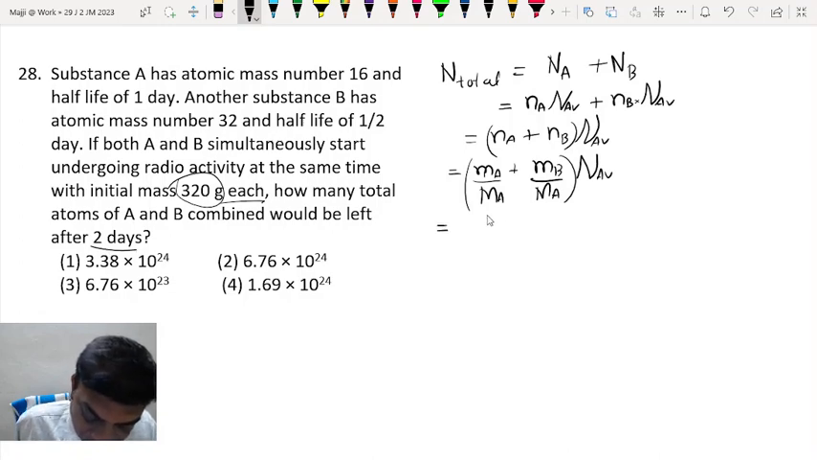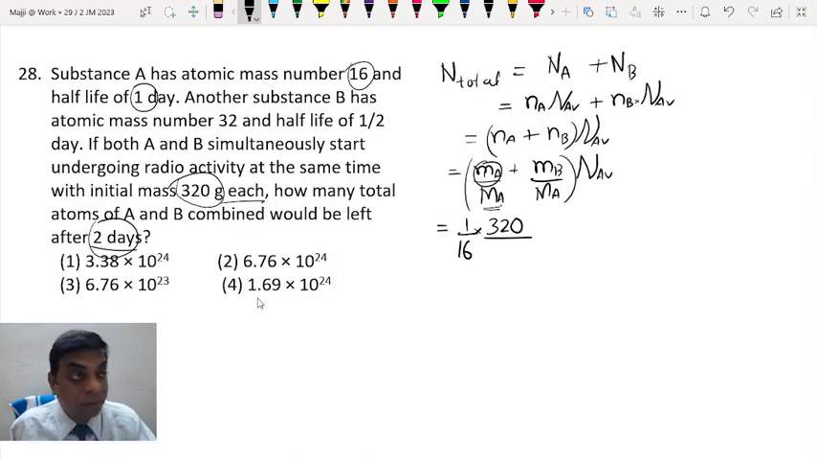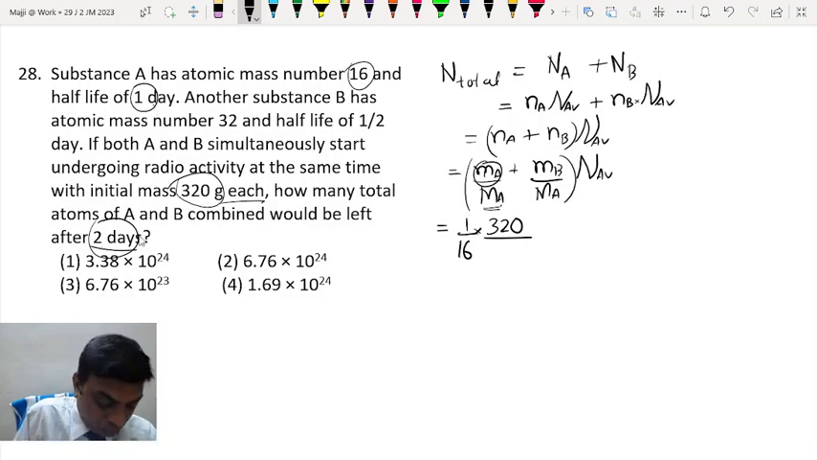Now molar mass of A is how much? For A it is 16. So 1 by 16 into mass of A remaining at the end of 2 days. See, initial mass is how much? 320 grams. And in 2 days, there will be two half lives, because half life of A is 1 day. So in 2 days, there are two half lives. So 2 to the power 2.